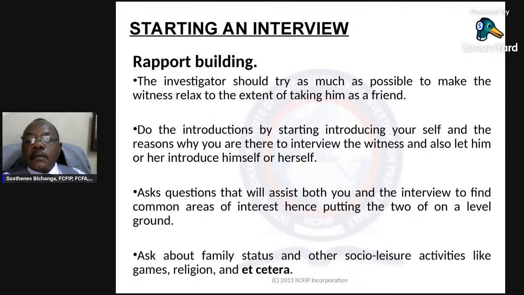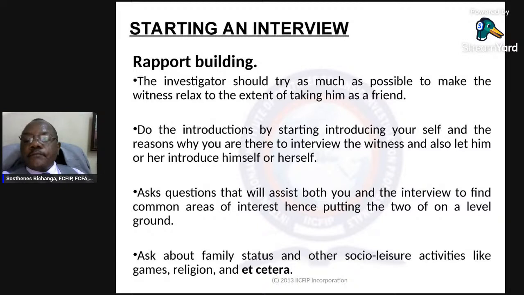This is where you have to set the tone of the interview. This is where you have to indicate to the interviewee that you are harmless. You are just a friend who is carrying out an important assignment of finding out what happened and then giving a recommendation.